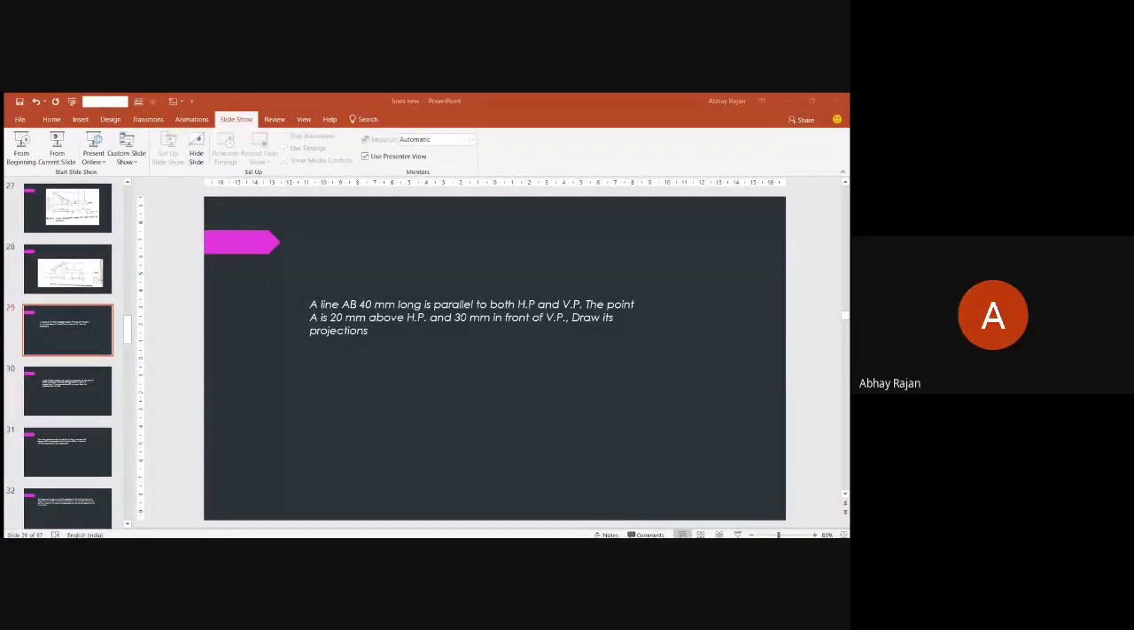Yes, sir. Okay, so the line AB is 40 mm long, is parallel to both. So this is the previous question, sir. See this question. This slide is visible, right?